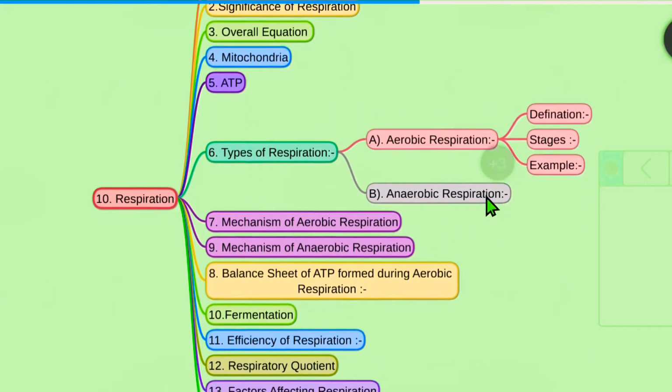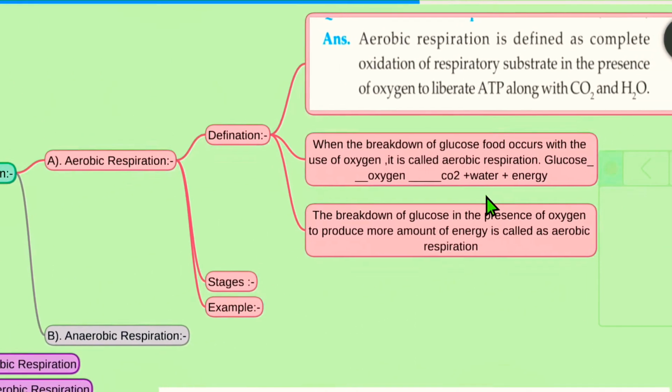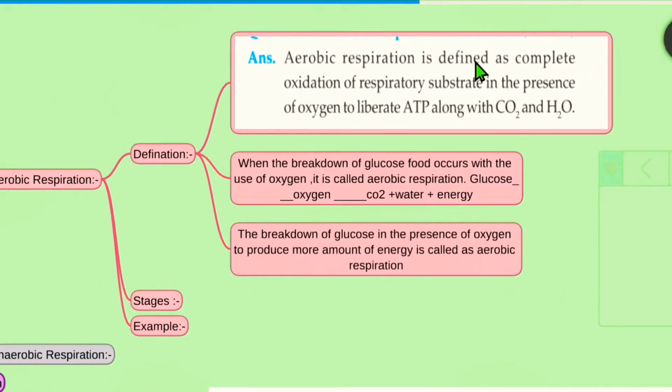In aerobic respiration, we will see the definition of aerobic respiration. First, aerobic respiration is defined as a complete oxidation of a respiratory substrate in the presence of oxygen to liberate ATP along with carbon dioxide and water molecule. Aerobic respiration means a complete oxidation of a respiratory substrate, meaning glucose, in the presence of oxygen to liberate ATP along with CO2 and H2O.